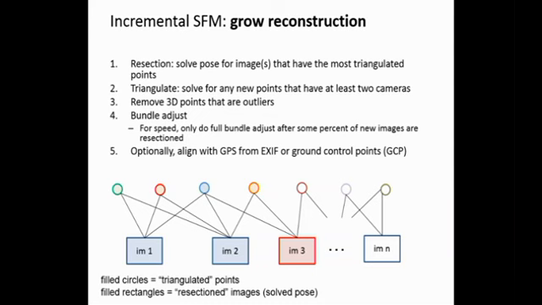So it's common to either skip bundle adjustment until you add some percent of new images, or only do a local bundle adjustment. So you can just refine the last few images that you added until you add like 5% of new images. So if you currently have 100 images in your solution, you add 5 new images, and then you do bundle adjustment.